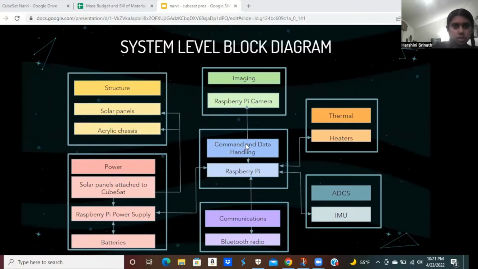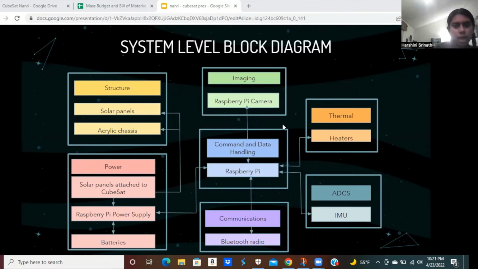System level block diagram. In our CubeSat, we have 7 subsystems, which are structure, power, imaging, command and data handling, communications, thermal, and ADCS. In the structure subsystem, we have solar panels and an acrylic chassis. For power, we have solar panels attached to the CubeSat, the Raspberry Pi power supply, and the batteries.